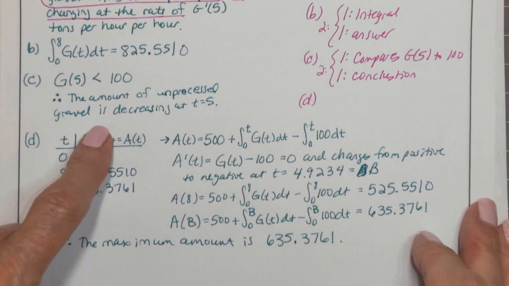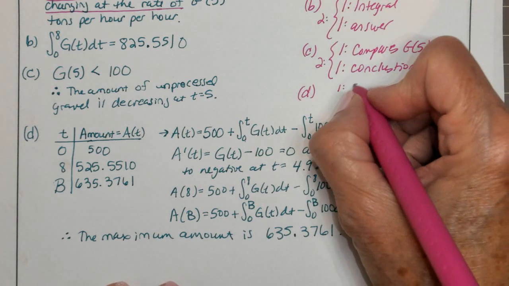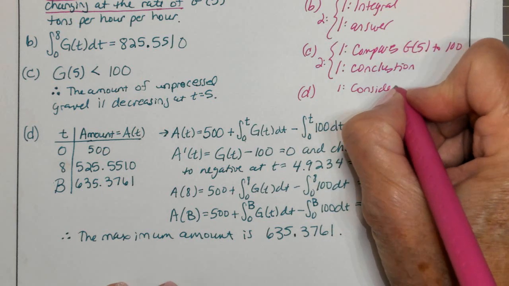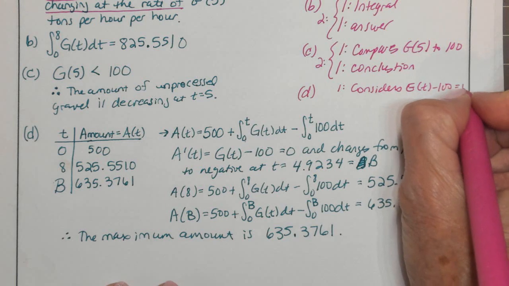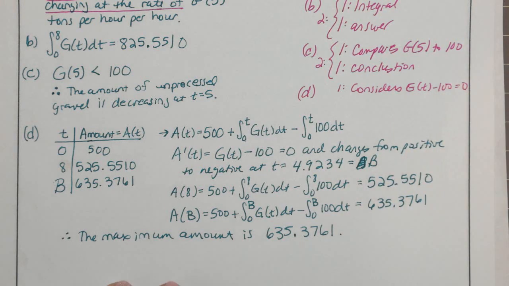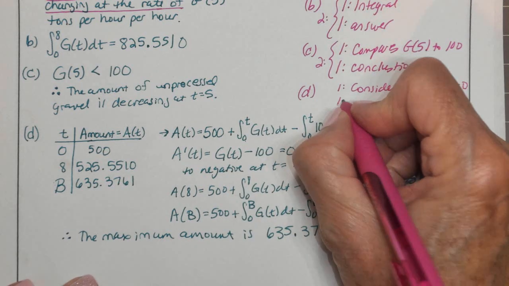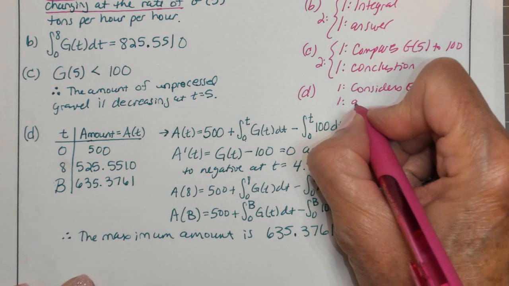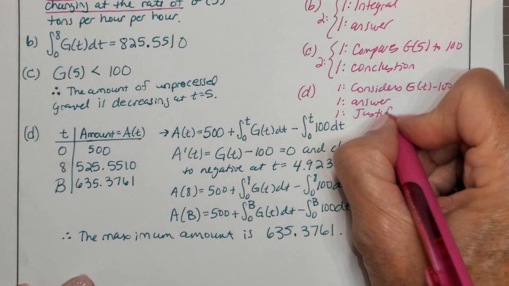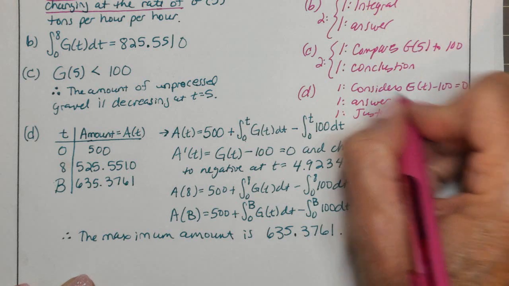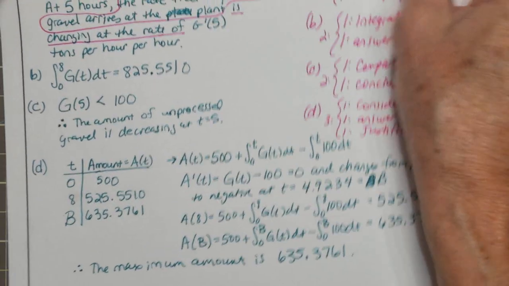Okay, so that means part D was worth 3 points. 1 point was for considers G of t minus 100 is 0. We did that right here to get our critical numbers. 1 point was for the answer. 1 point was for the justification. Okay.